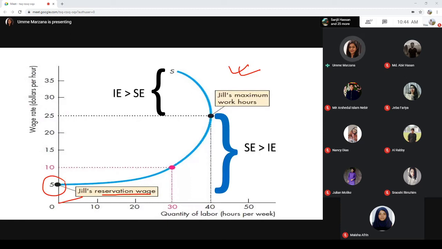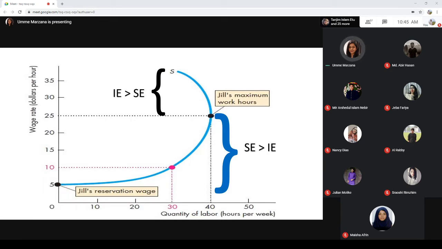So each of us may have a different reservation wage, the minimum wage at which we are willing and able to work. But generally, more or less, the shape of the individual labor supply curve will look like this. It will just start at a different point. But the shape will more or less look like this due to the income effect and the substitution effect.